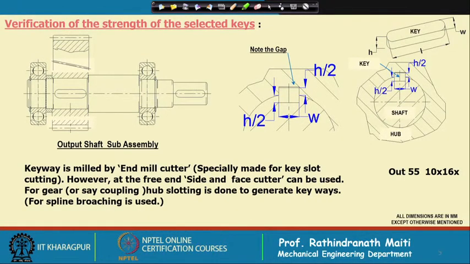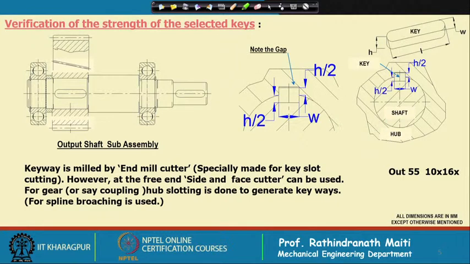Now, as I have mentioned, it is milled by an end mill cutter. However, at the free end, a side and face cutter can be used at this side. This was already discussed. For a gear or, say, a coupling, hub slotting is done to generate keyways.